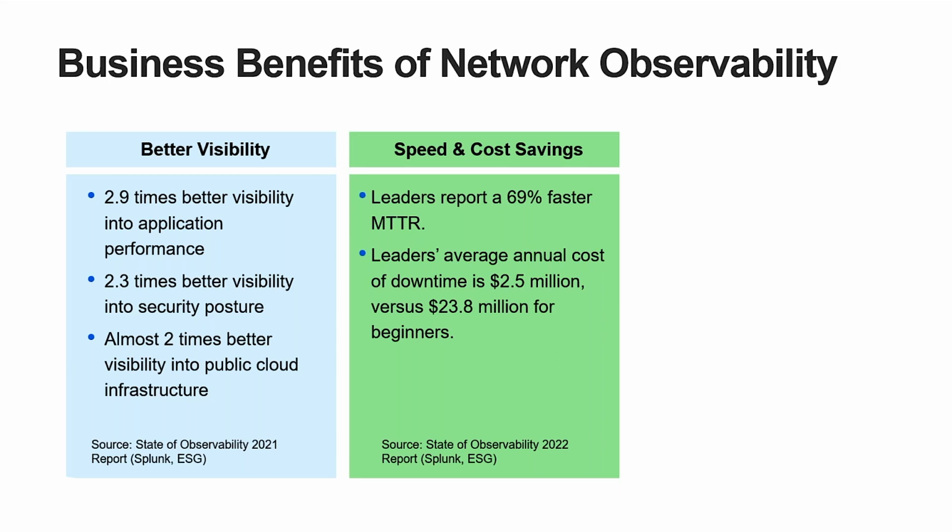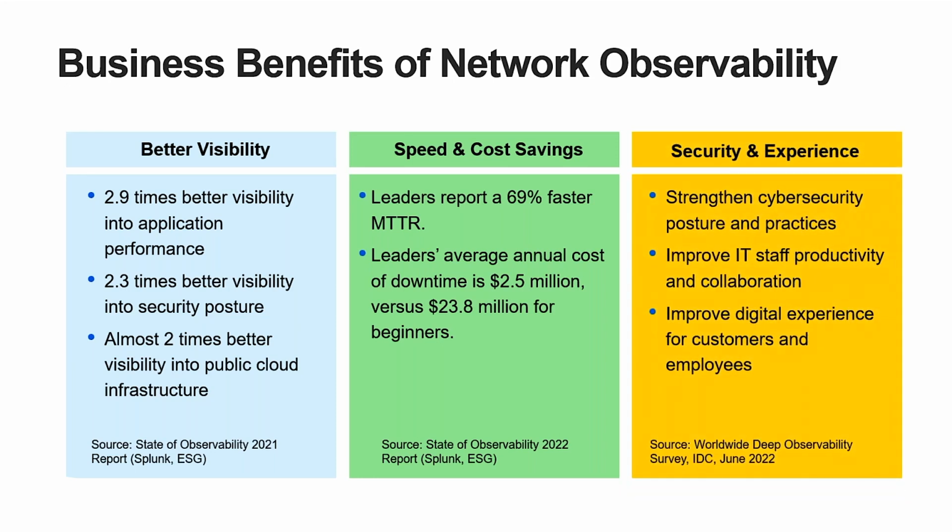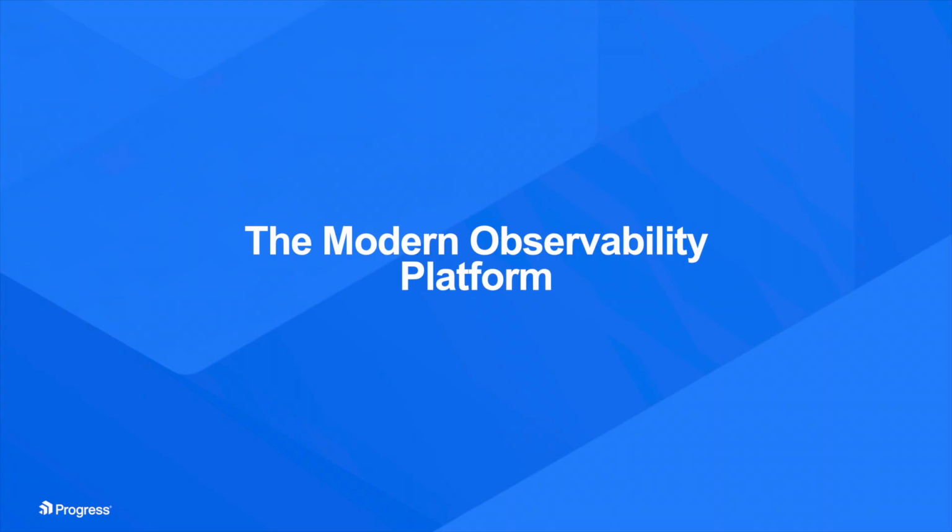So a benefit there. And finally, let's talk about the experience of people and about the security of our systems. It does strengthen cybersecurity posture, and it's been shown that it increases the ability for different teams to collaborate because usually they're working with the same deep information. Productivity is up because of automation, and the end user, whether that's a customer or an employee, has an improved digital experience or application experience. So plenty of business benefits for network observability.